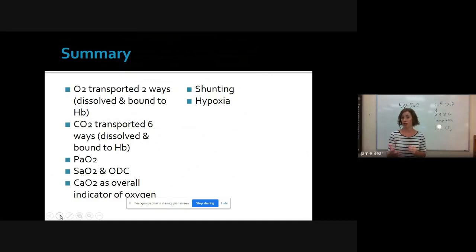If that's low, that's called hypoxemia. The SaO2 and oxyhemoglobin dissociation curve talks about how easily oxygen and hemoglobin bind. CaO2, or the content, is the best overall indicator of the oxygen available in our body. Shunting is when there is perfusion but not enough ventilation, leading to hypoxemia. And hypoxia has 4 types: hypoxemic, histotoxic, anemic, and circulatory. That is where your tissues are not receiving enough oxygen.